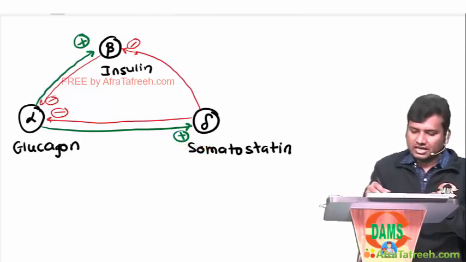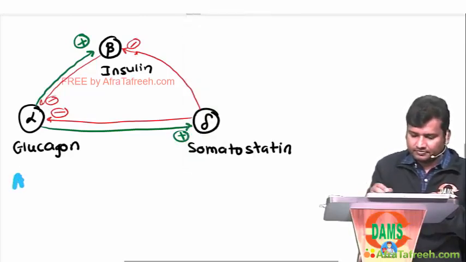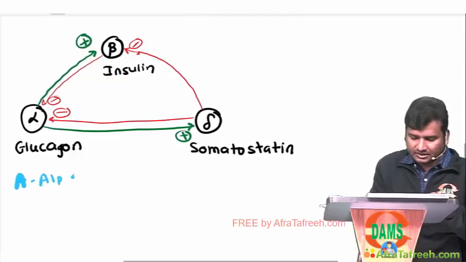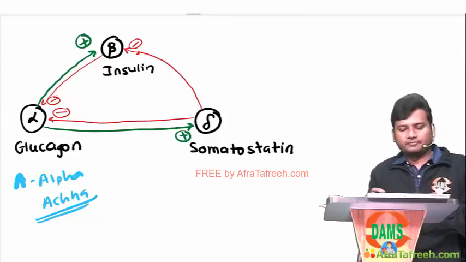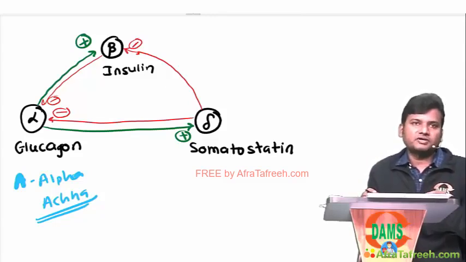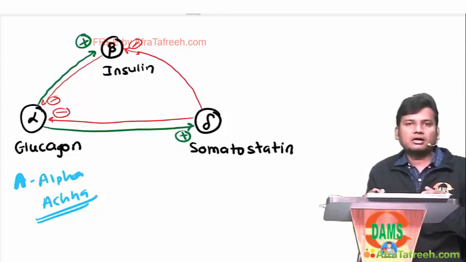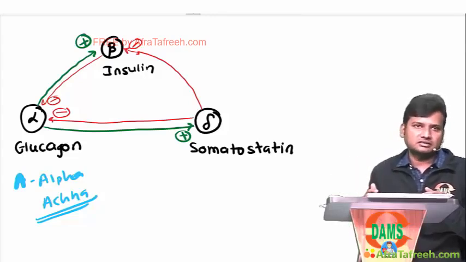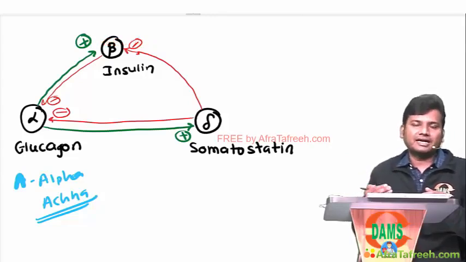To remember this I have a simple mnemonic: A for alpha. In Hindi we say acha. Just remember, A for alpha, A for acha. Acha means good people. Alpha are good people. Good people always stimulate others. So alpha stimulates beta and delta. But the problem is that good people are always inhibited by others. So alpha cells are inhibited by beta and delta.